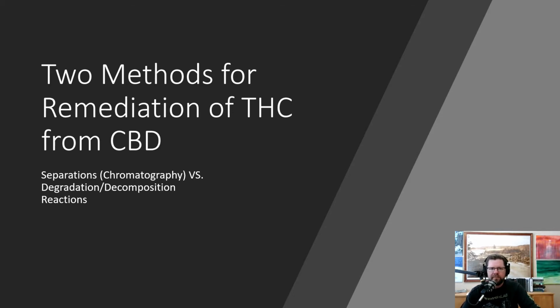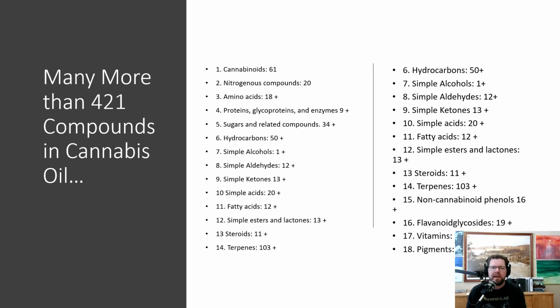So stay tuned. There are many thousands of compounds in cannabis oil. On this slide, we list a whole bunch of different types of categories, along with some of the known identified compounds and the numbers of the known identified compounds that you find in cannabis oil. If you've ever looked at a GCMS chromatogram, you can see that there's thousands of compounds in there, and those are the only ones that are GC amenable in terms of the ability to measure them.